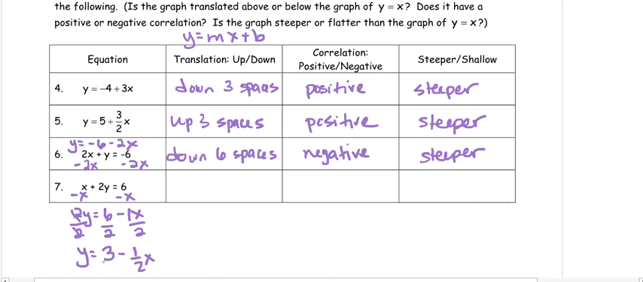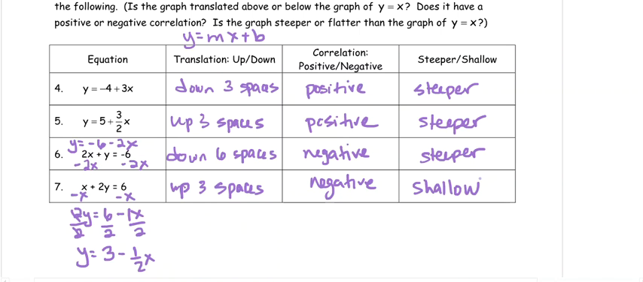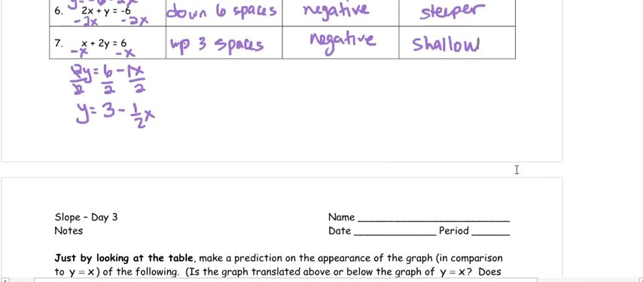So the b is 3, so this is going up 3 spaces. The slope is negative 1/2, so this is going to be negative. And the number is between 0 and 1 for slope, so this is going to be shallow, less steep. All right, that's an easy way to look at the way a graph behaves. And you're going to be expected to understand behavior to a point in the future.